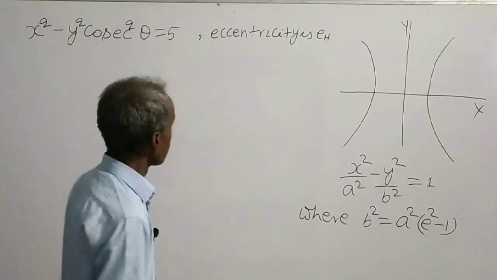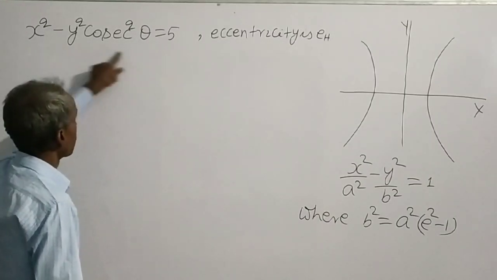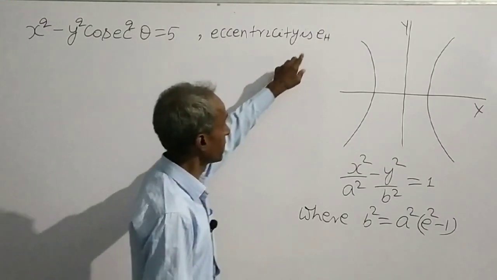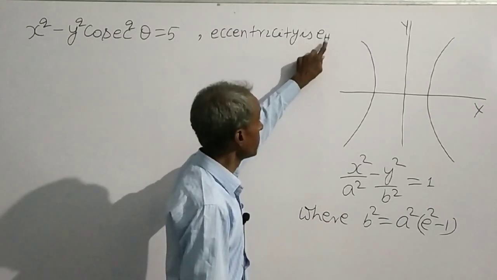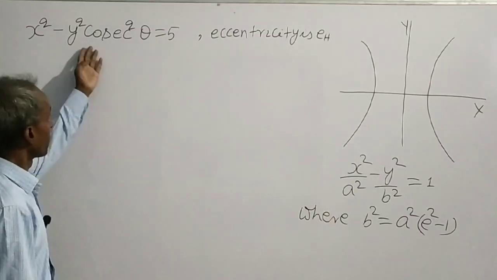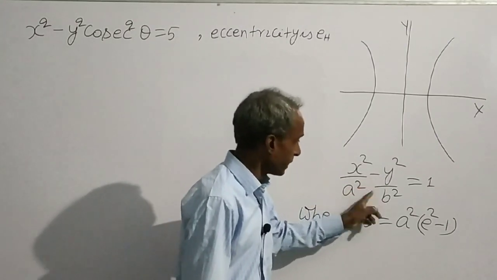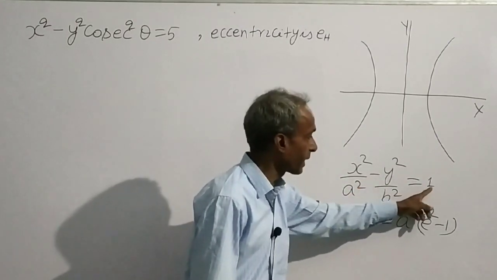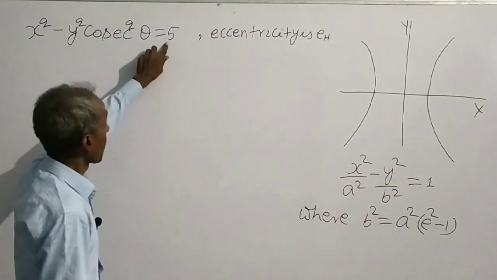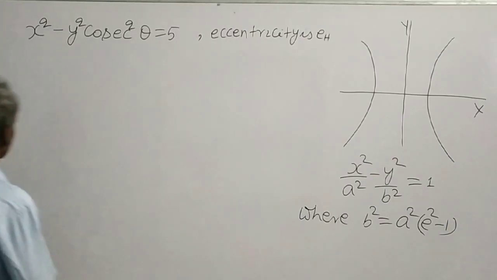E is eccentricity of the hyperbola. Now in the question, equation of given hyperbola is this, and it is also given that eccentricity of this hyperbola is EH. We will convert this equation in this form. In this equation, we observe that right hand side is 1. To bring 1 on the right hand side, we will divide both sides by 5.